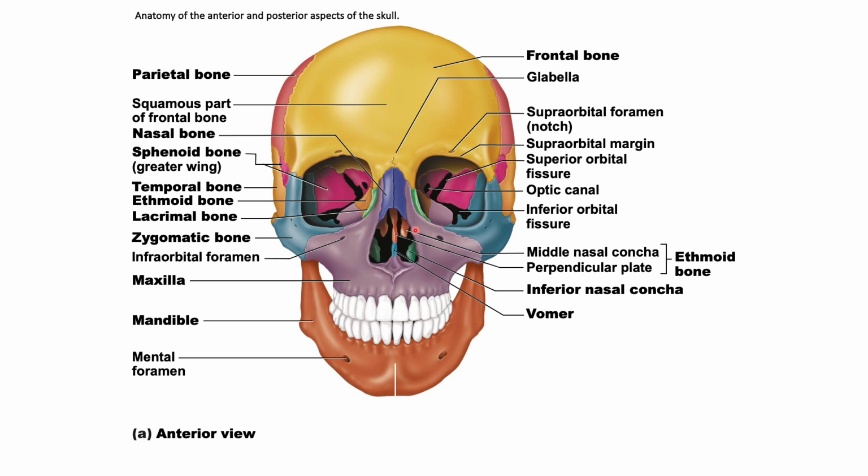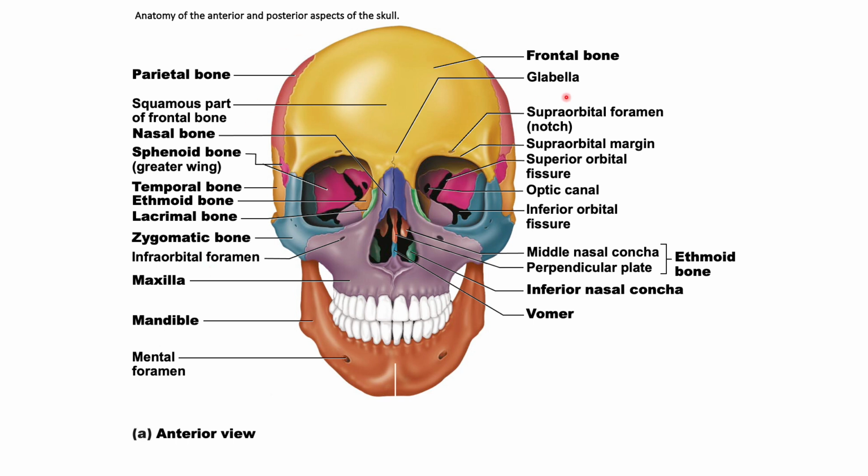Another one I wanted to talk about are the conchae. The conchae are deep inside. I'm going to be talking about them later, and the vomer. And then, as always, we have the mental foramen on the mandible and the infraorbital foramen. Infra is another word that we use to describe inferior to the orbit, right?